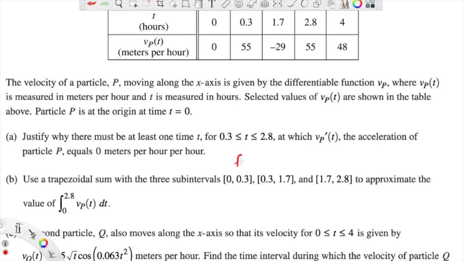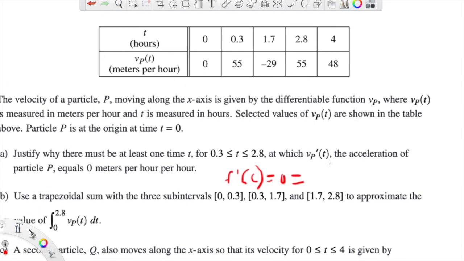So f prime of c will be 0 on this interval, and that's going to be v(2.8) minus v(0.3) over 2.8 minus 0.3. That's just going to be 55 minus 55 over 2.8 minus 0.3. And we've pretty much proven the point, right? That you're going to have some point c on that interval where the derivative at that point is going to equal this secant line right here.